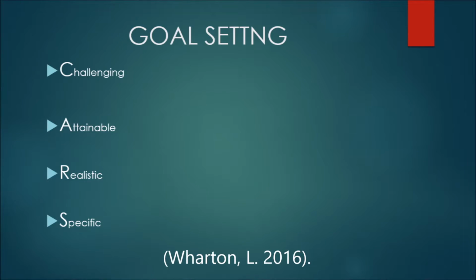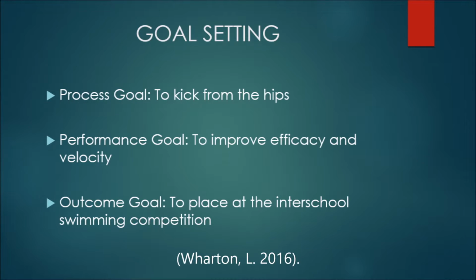Before the constraint was implemented, strategies and goals were devised with the student. When planning the goals, we followed the goal-setting process of CARS: challenging, attainable, realistic, and specific. The overall goal was to improve the efficacy and velocity of the flutter kick to allow the student to place at the swimming competition. This goal was split into three subcategories to give a more in-depth outline. The process goal was to kick from the hips, the performance goal was to increase the velocity and efficacy of the kick, and the outcome goal was to place at the inter-school swimming carnival.